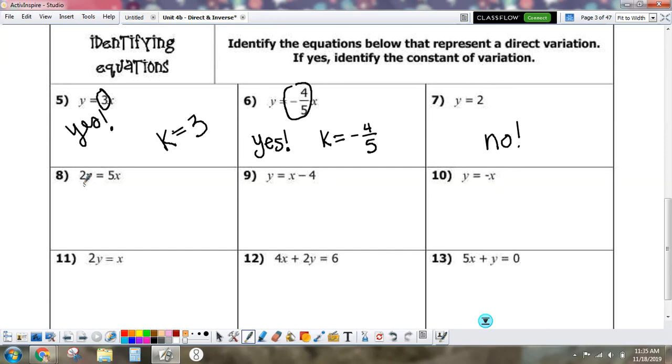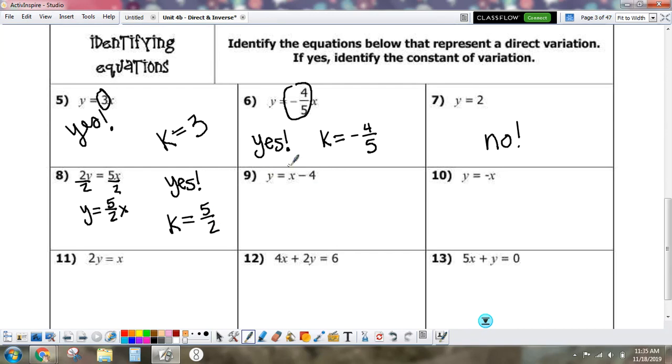Number 8, you need to go ahead and solve for y. So I'm going to divide both sides by 2, which is something you should already know. And then I end up getting y equals 5/2 x, which is in fact a direct variation. And my constant here is 5/2.